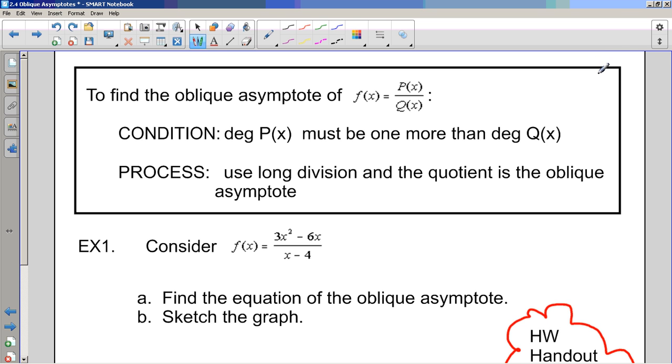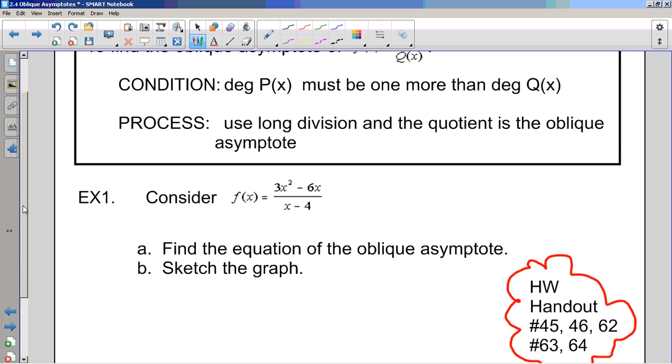To find the oblique asymptote of this function, what's the condition? The degree of the top must be one more than the degree of the bottom. Last class we said that there was no horizontal asymptote, and that's true. If the degree on the top is only one more, then it's a slant asymptote. And the process is we use long division, and the quotient is the oblique asymptote.